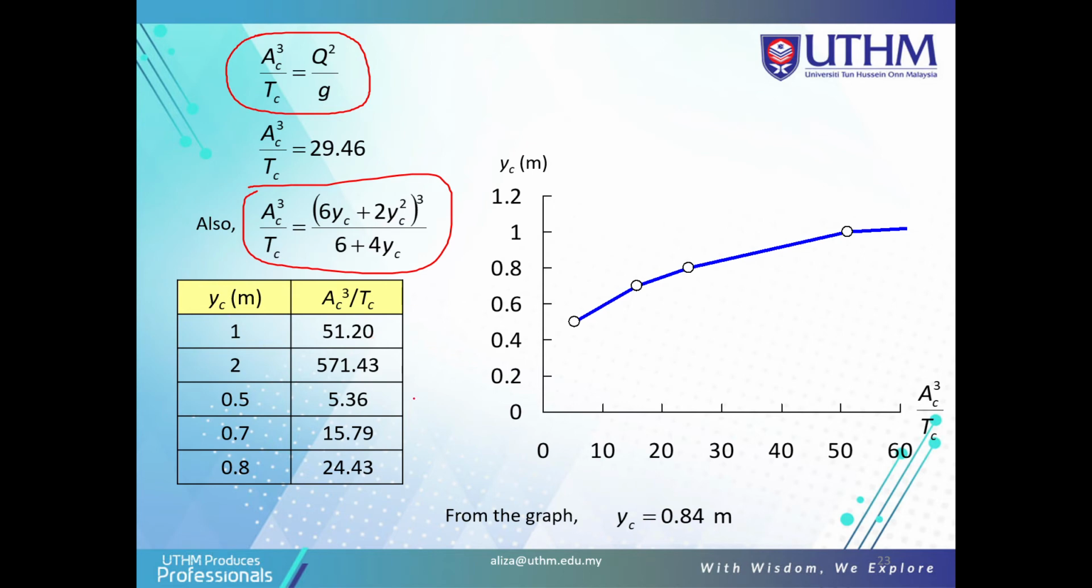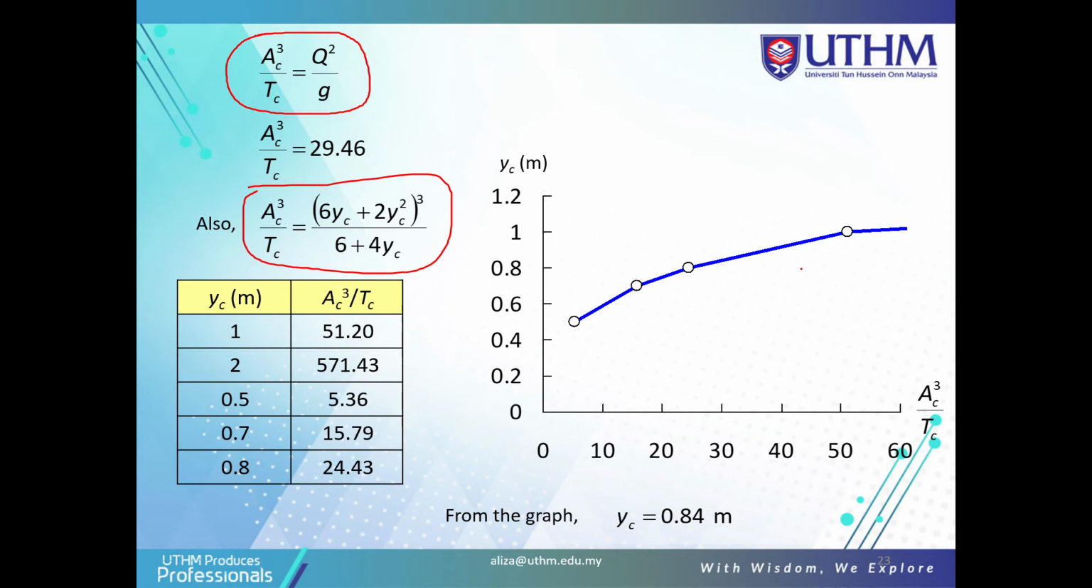You must draw the table also, based on the try and error method. You must have this table here. When you put the 2, you get the value of this. When you put the 0.5, you calculate from this calculation and you get the value of this one. When you put 0.7, you get 15.79. When you get the 0.8, you get 24.43.